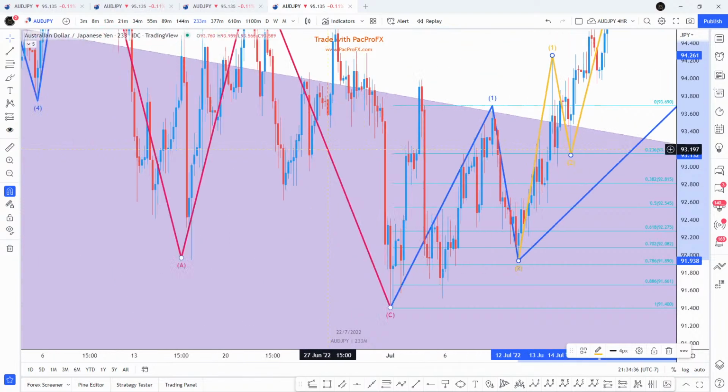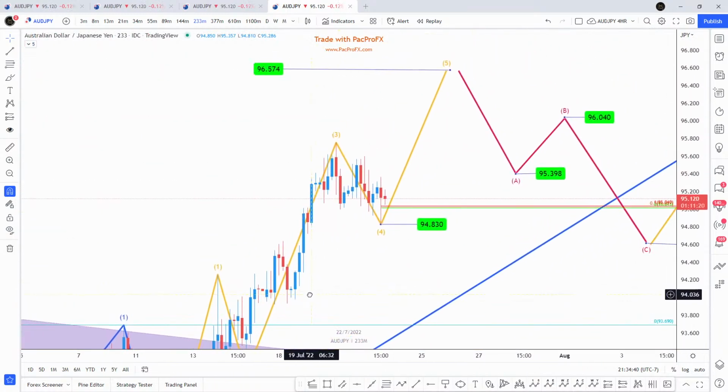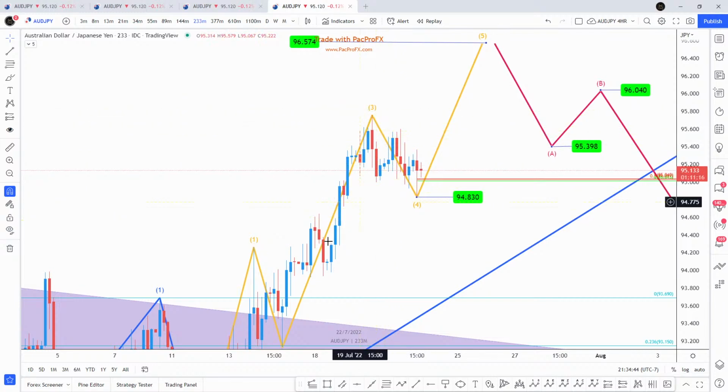So again, it helps to know your Elliott wave. Let's say you want to get out here at the wave 4.